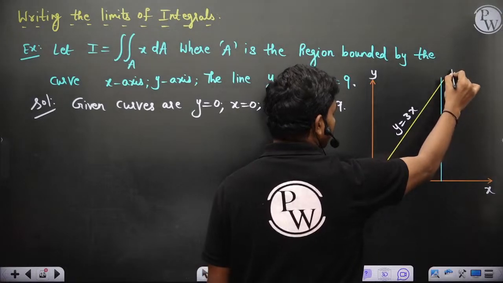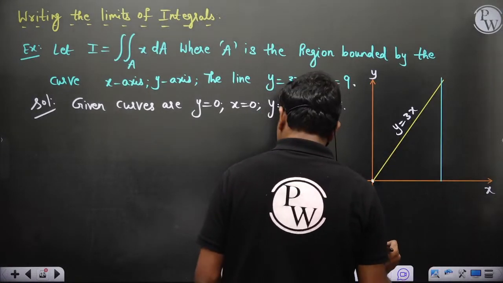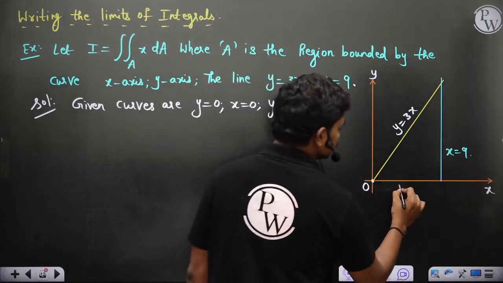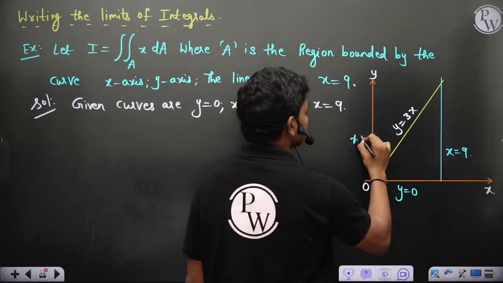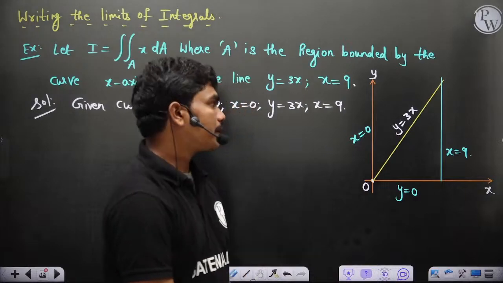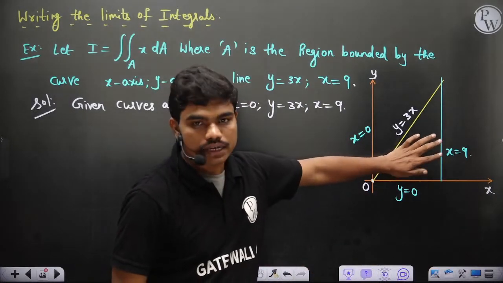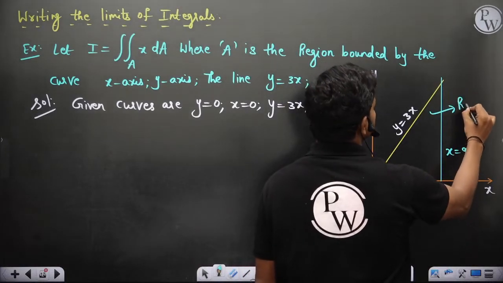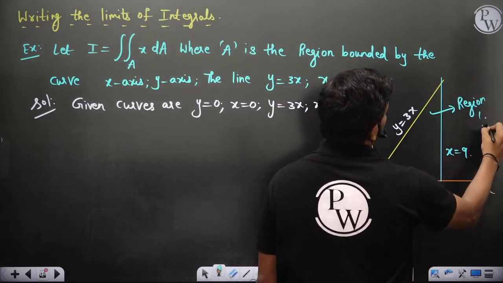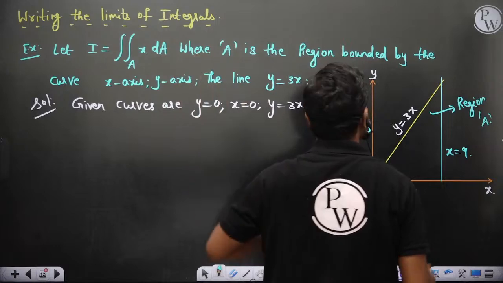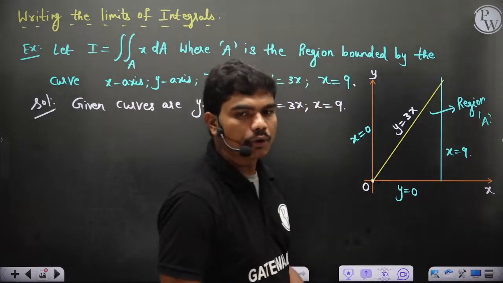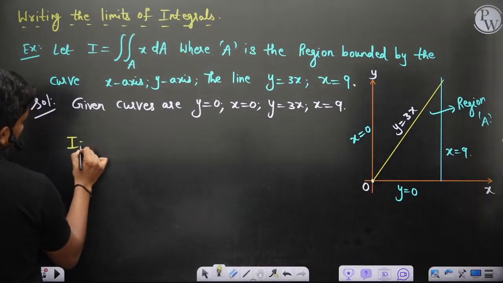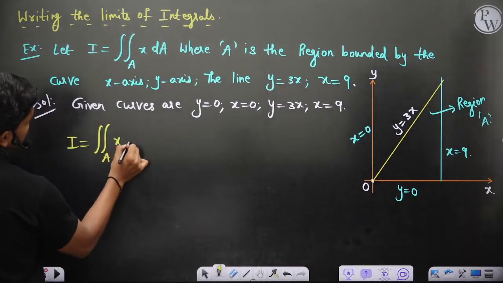So x is equal to 9, and this is the x axis, which is y is equal to 0, and this is x is equal to 0 actually. Now clearly this is the region which is bounded, meaning this region which is inside is region A. Now we have to evaluate this function x in this complete area. So how do we evaluate? Let's see, I is equal to the integral over the region A of x times dA.